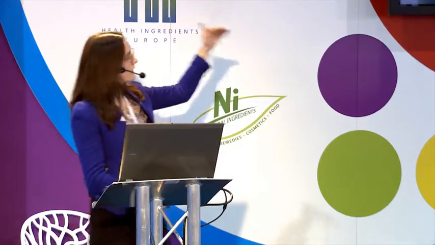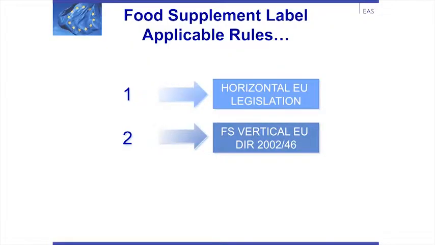In those decisions, you will find how to label the novel food ingredient. You may find warning statements for your ingredient. So you see that labeling is a complex task. You have to open different pieces of legislation. So that was the first level, horizontal EU legislation.